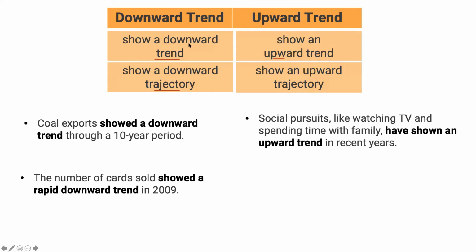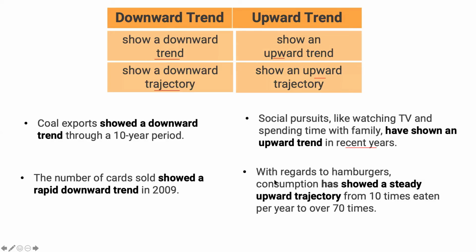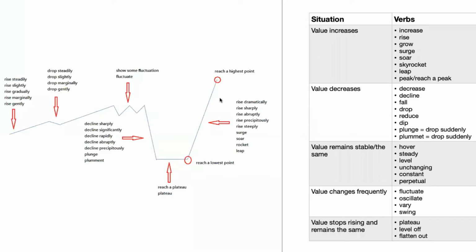Again, if you have something like recent, you want to be sure to use the present perfect. And lastly, with regards to hamburgers, consumption has showed a steady upward trajectory from 10 times eaten per year to over 70 times. Now let's go ahead and just recap everything we have looked at in the first half of this video. We're going to review, and then we're going to put all of this to the test and look at our 2 examples.